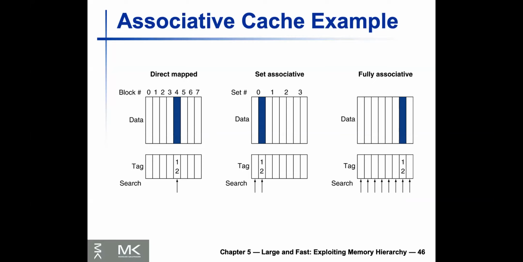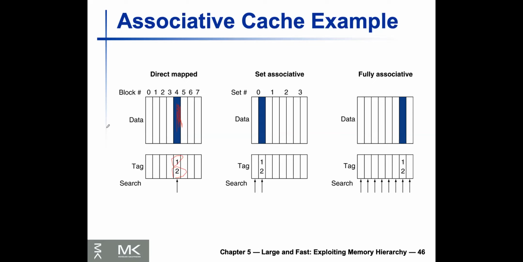This is an example of all three together. In direct map, you have 8 blocks. Each block can only represent one set of indexes, so I have to search only this block in order to find it, and I just have to check the tags. In this case, I have 8 places to search.